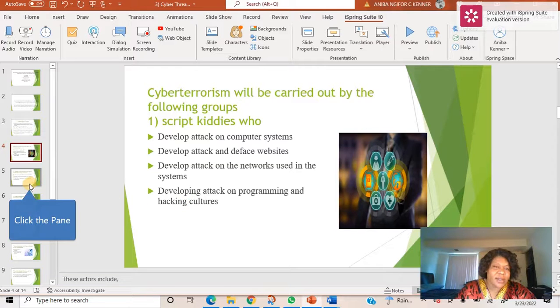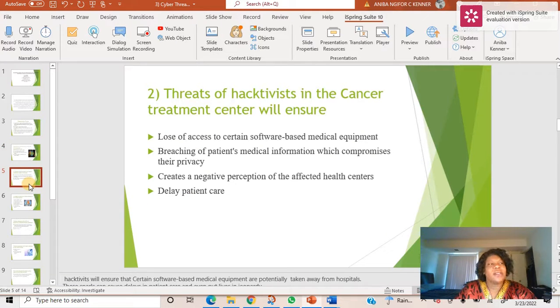The second one is the hackers, hacktivists. Hacktivists will ensure that certain software-based medical equipment are potentially taken away from the hospitals. Now, these can cause delays in patient care and even put lives in jeopardy. These types of breaches can cause patient medical information to be exposed, where hackers may be in a position of accessing personal information. It creates a negative perception of the affected healthcare facilities, which is our cancer center, and access to patient data is delayed, which can also cause delayed treatment.